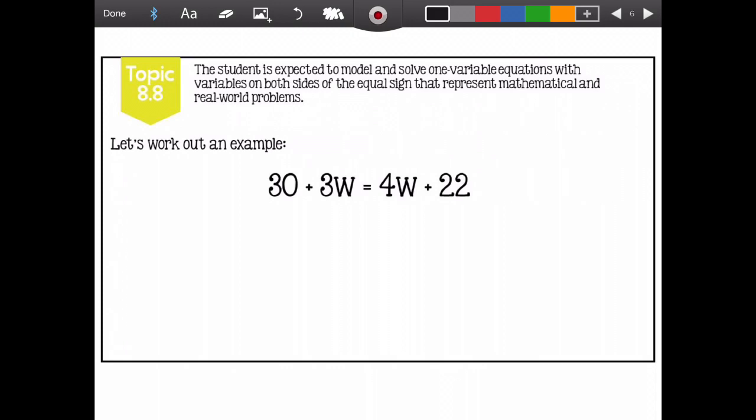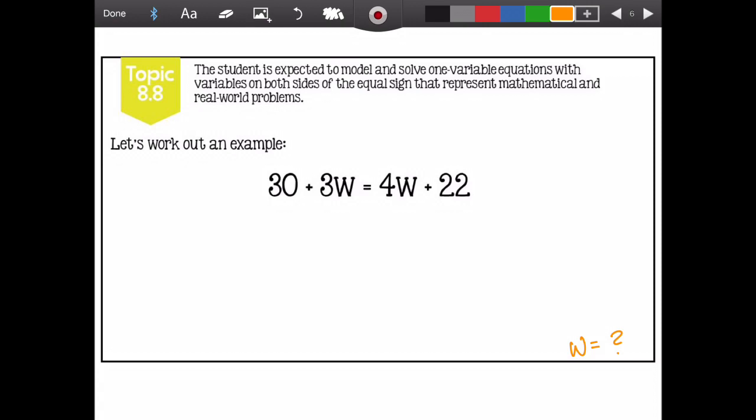Remember, the variable doesn't always have to be x. Again, a variable could be any letter representing an unknown number. And right now, our unknown number is w. So we are trying to solve w equals what right now? What number is it representing?